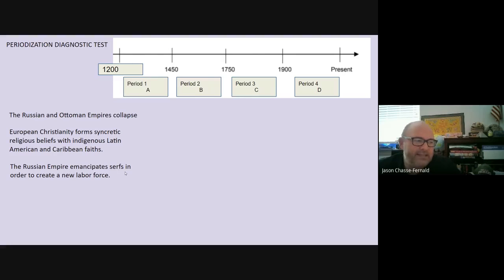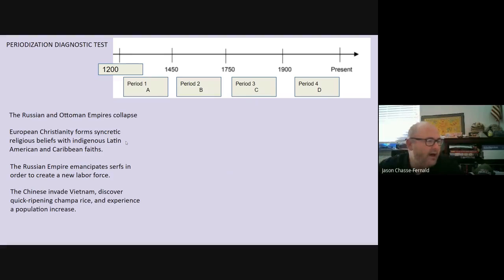Russian Empire emancipates serfs in order to create new labor force. All right, so the answer there is, and feel free to pause if I start telling you the answer and you're still thinking, the answer there is C. All right, so this is in the early 1860s, relatively the same time as the emancipation of enslaved Africans in the United States, right? The end of chattel slavery in the United States. All right, so early 1860s is Tsar Alexander II. All right, so let's want to see that take place.